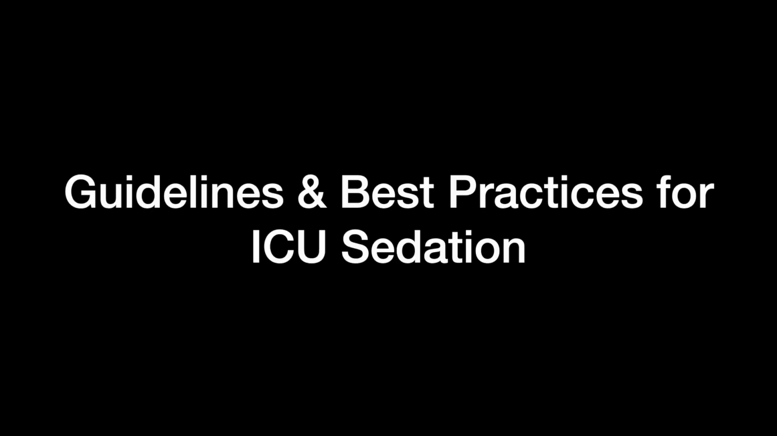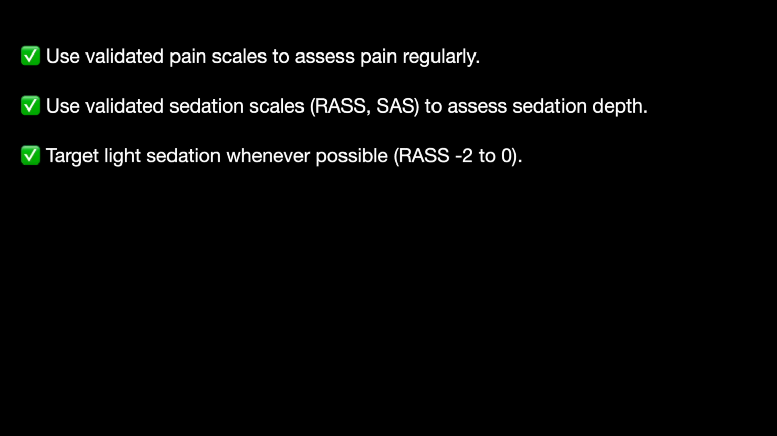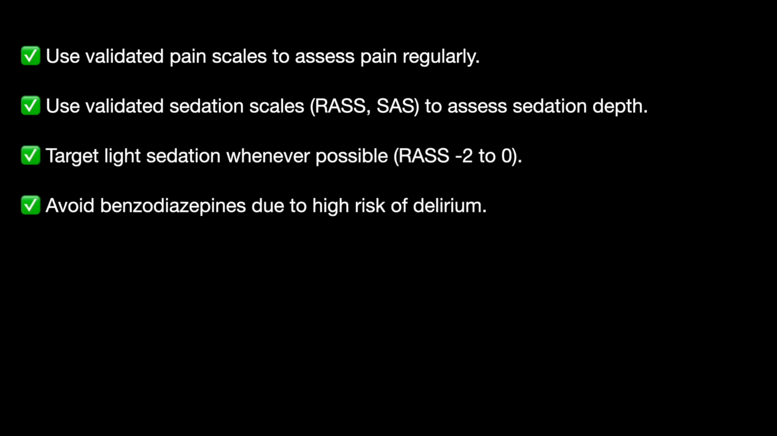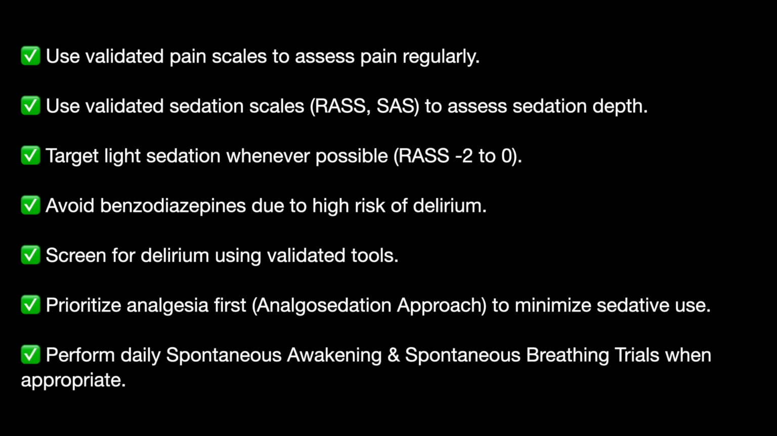So, what are the guidelines and the best practice for ICU sedation? The guidelines say to use a validated pain scale, use a validated sedation scale, target light sedation of -2 to 0, avoid benzodiazepines, screen for delirium using validated tools, prioritize analgesia, perform a daily sedation break, that is spontaneous awakening, and also breathing trials. So these are known to everyone. This has been there for the last 10 years. But this is not something which is really implemented in most of the ICUs.